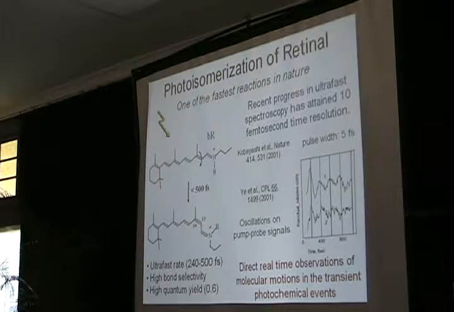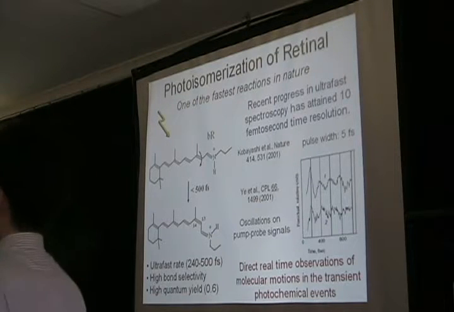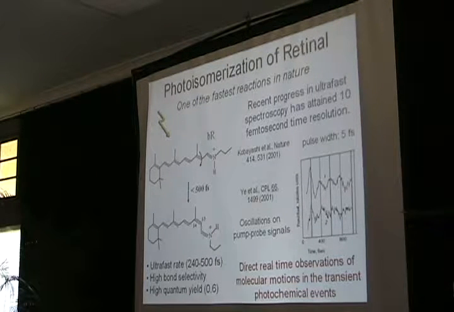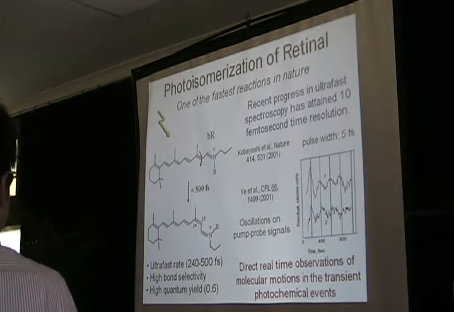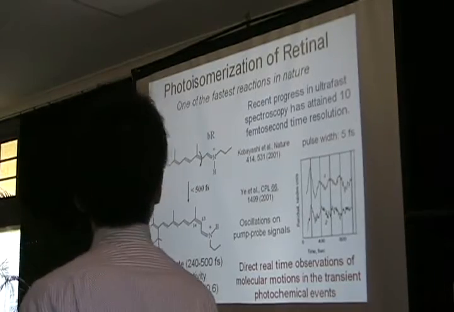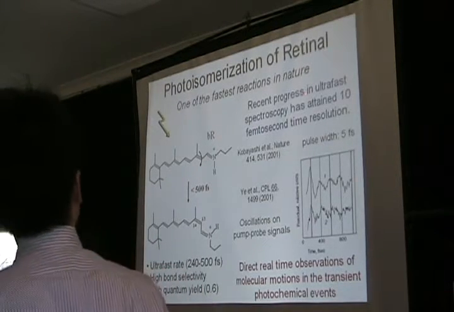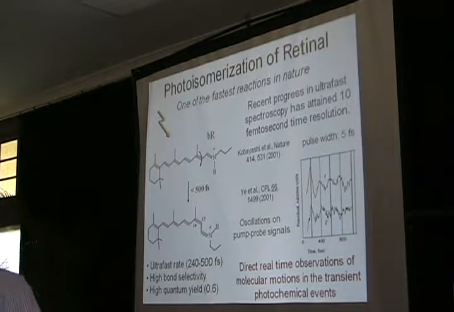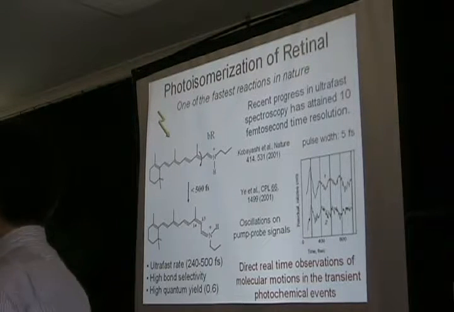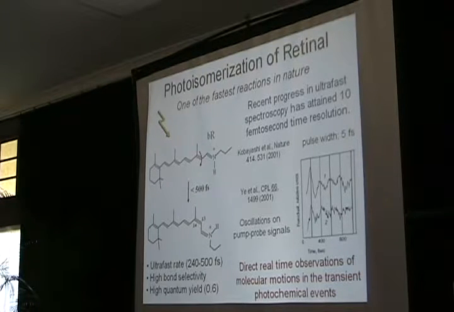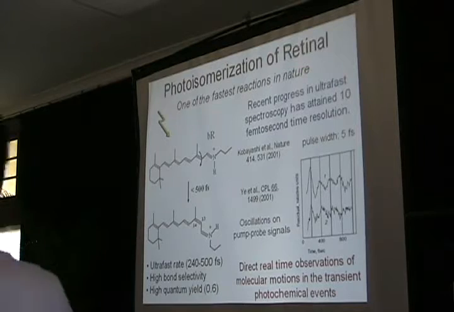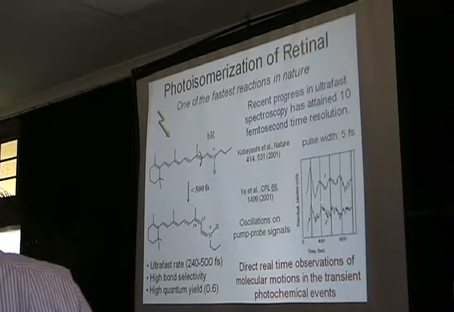This kind of ultra-fast rate and high bond selectivity furnishes those proteins with high sensitivity to incoming light, so it's really important for this functionality. In order to investigate this mechanism, many ultra-fast experiments have been done so far, and recent progress in ultra-fast spectroscopy has attained 10 femtosecond or shorter time resolution, and made it possible to detect the vibrational mode of the wave packet in real time.